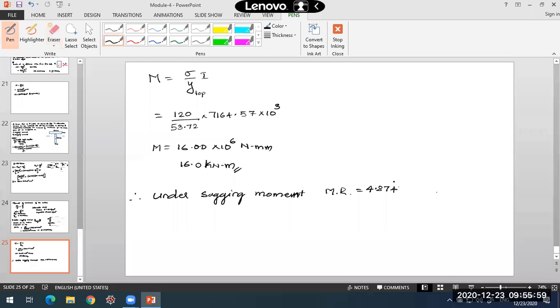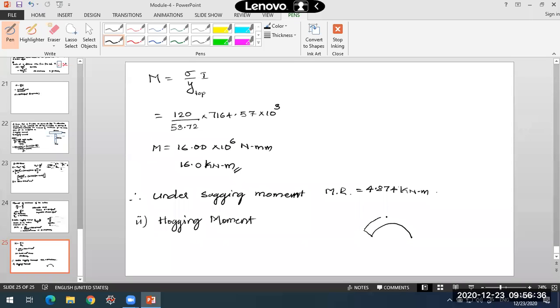Please look into it. In the second case, what you have to do? The second case is when the beam is subjected to hogging moment. Please put your answer in the chat box. We are running out of time. Second is hogging moment. I'll give you this clue, you proceed with the solution later.